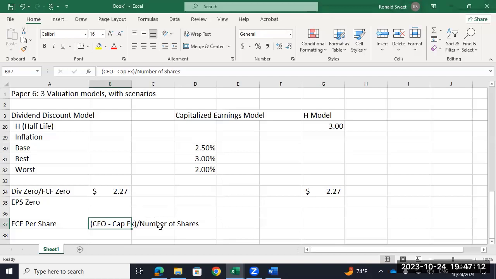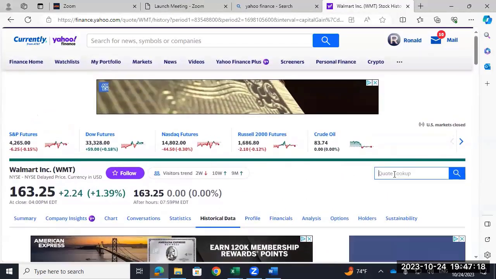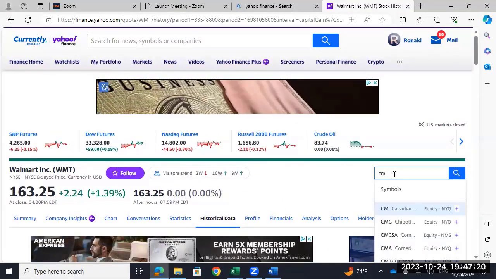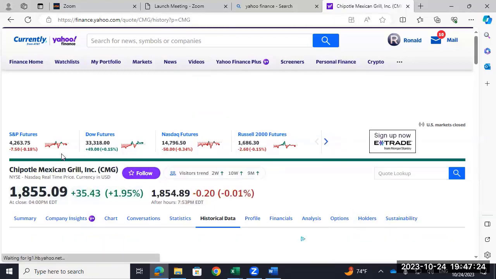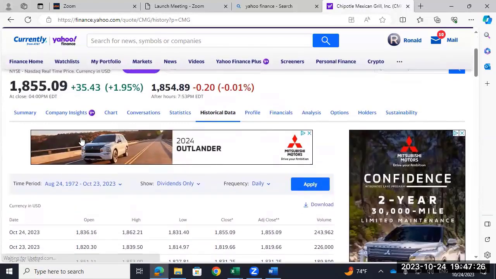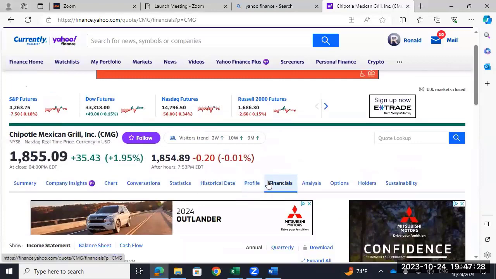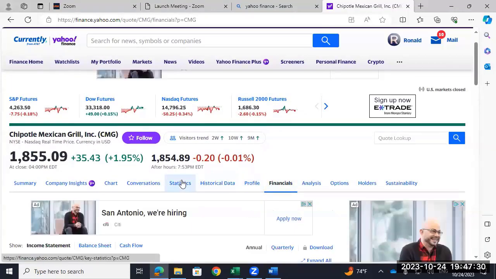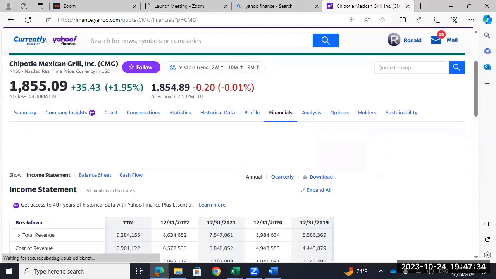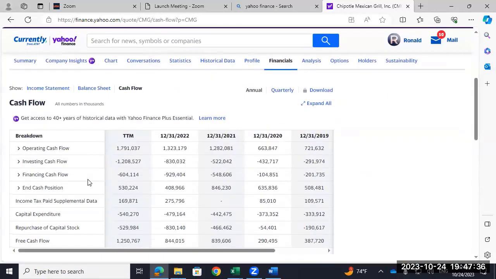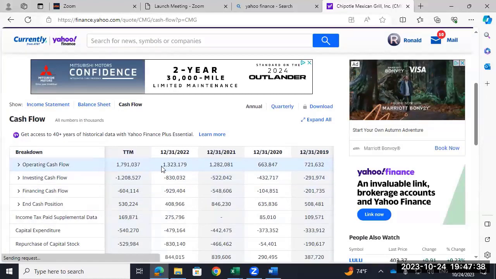So CFO minus CapEx. So if we're looking at a Chipotle that I can never remember the ticker for, there it is, CMG. So you go to financials. No, actually go to statistics. No, go to financials. Excuse me. Go to financials, cash flow statement. Their operating cash flow.